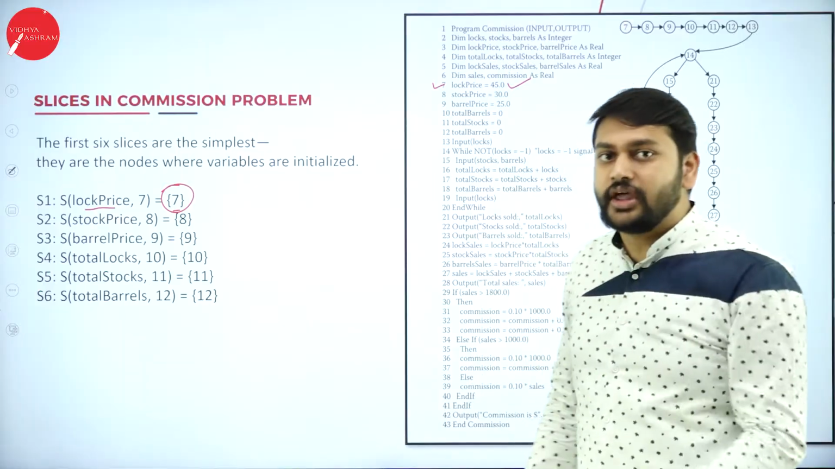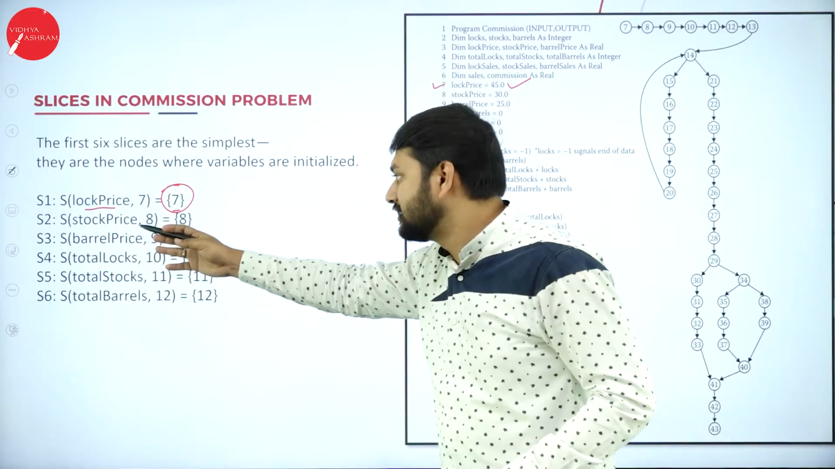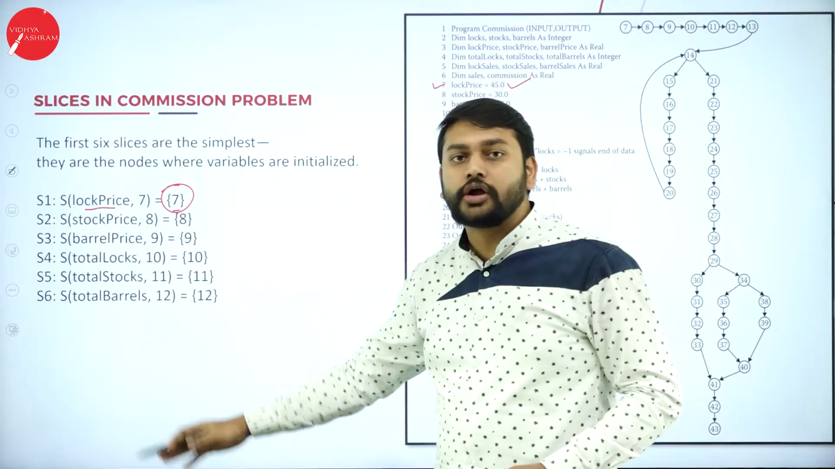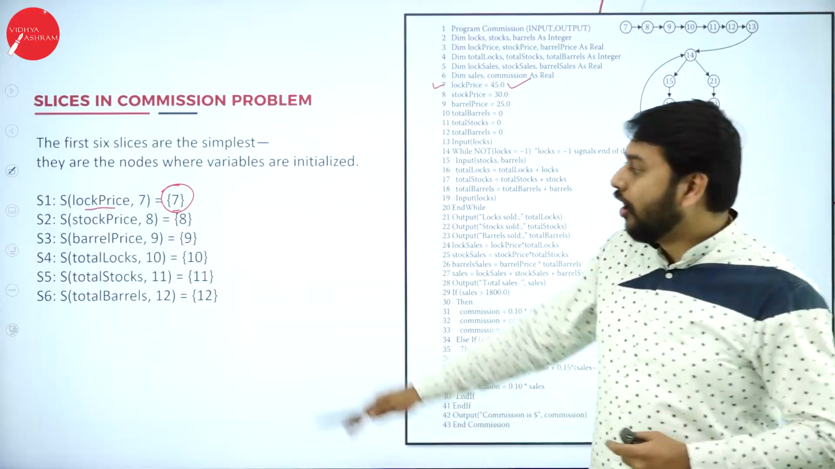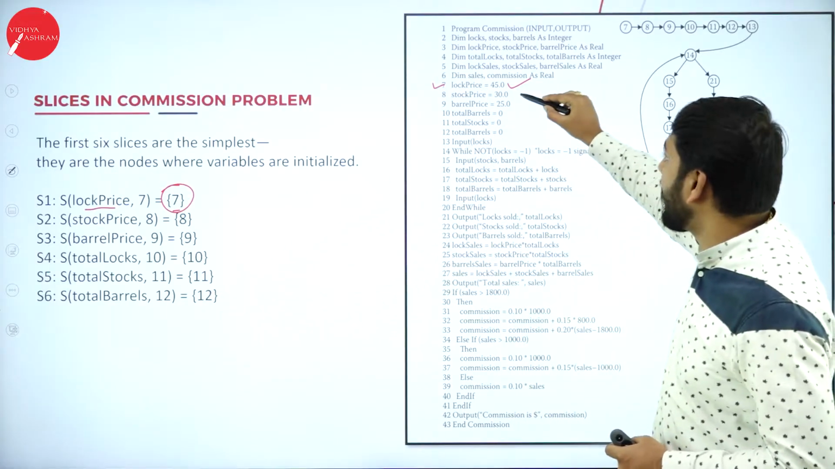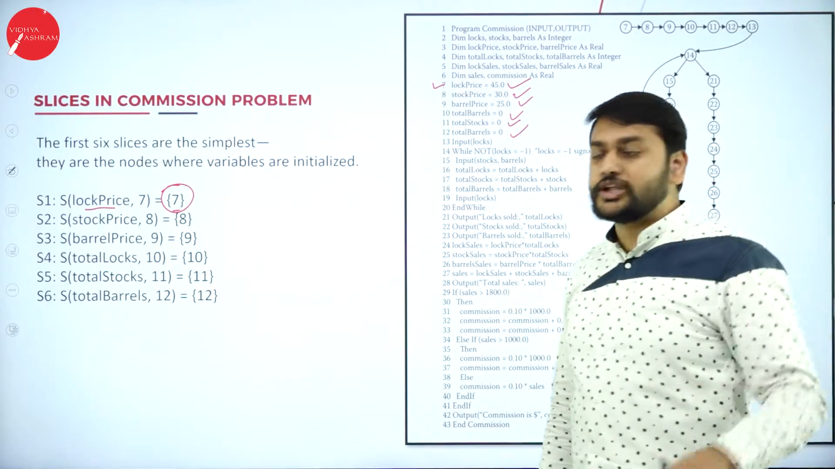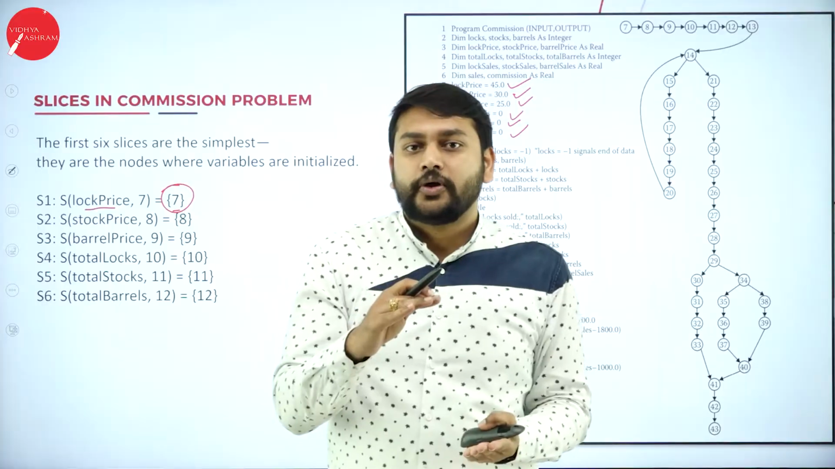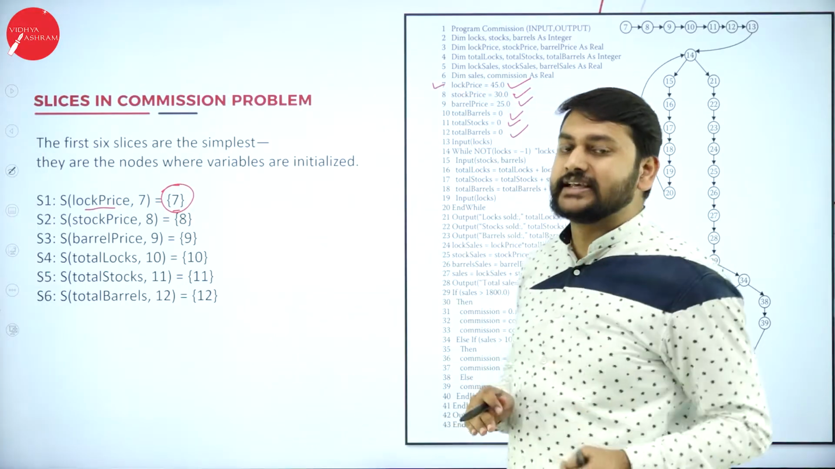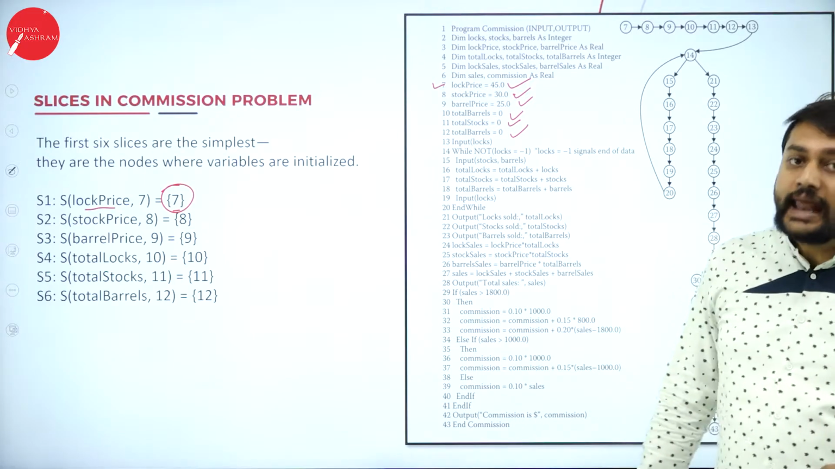The same thing I have done for all the variables, for example stock price, barrel price, total log, total stocks and total barrels. That's what you need to observe here. All the variables I have here, I have just defined. That's it. That's why I have listed these individual slices in one group, S1 to S6. Fine, I'm moving to the next group.